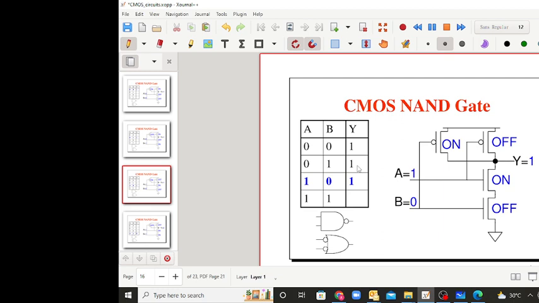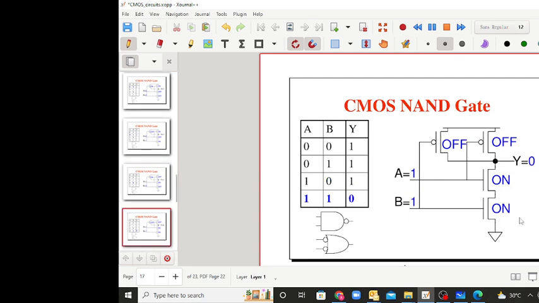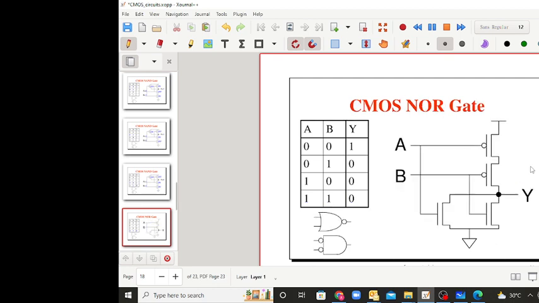And then the next case, this is on and this is off. Here one of them is off, so it will not be connected to the ground, but it will be connected to the VDD through this A transistor. So again the output is 1. In the next case, both the P transistors are off and both the N transistors are on, so this 0 voltage level will be coming to the output, so you will be getting a 0 over here. So this is how these logic gates work.